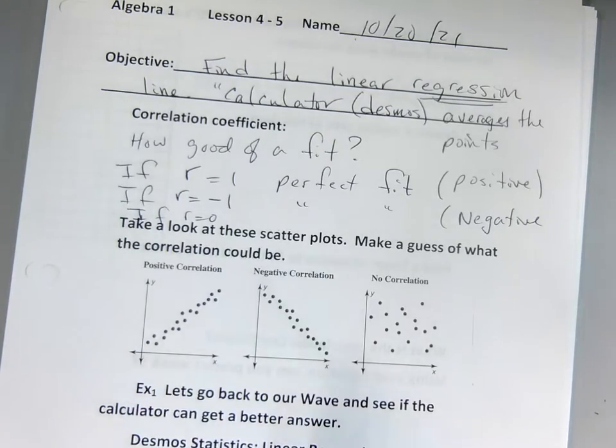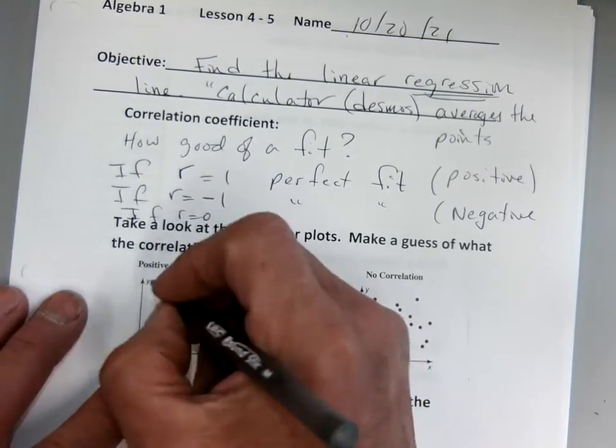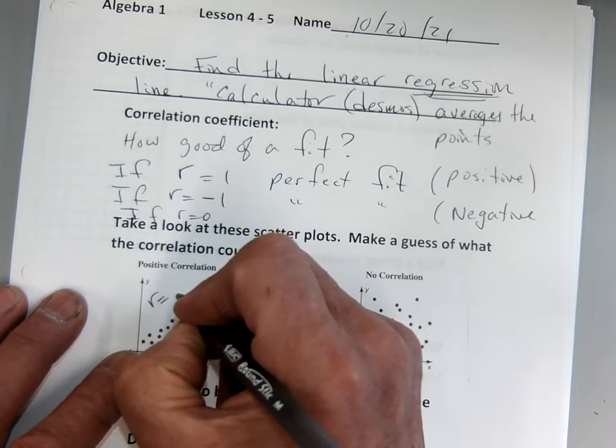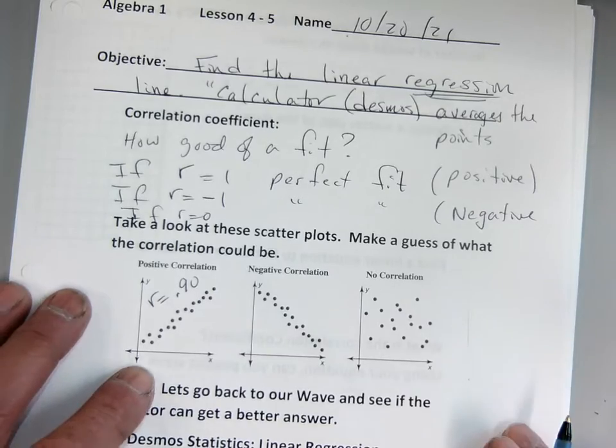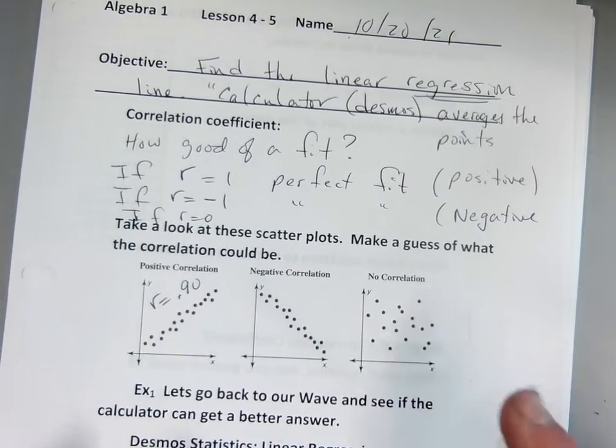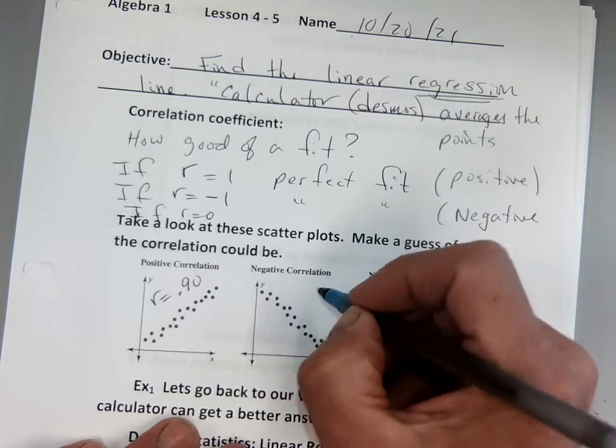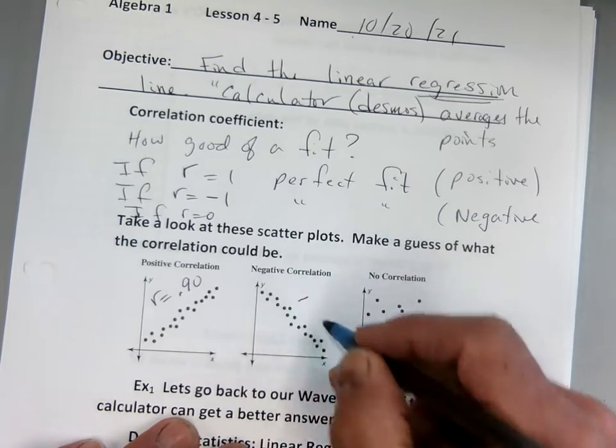Okay, so now if I looked at this one here, I could guess. I'd say, well, R is probably close to about 90% or 0.90. You guys get that? I'm just guessing. This one might be maybe a negative 0.95. It's a little bit tighter.